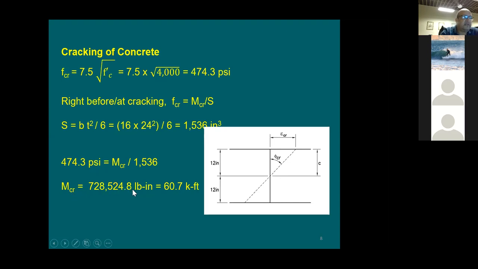If you take this number and divide by 12, it's going to be pound-foot. If you take the same number again and divide by 1,000, it's going to be kip-foot. And this explains here the conversion from here to there. So now the cracking moment is going to be 60.7 kip-foot. For this concrete section to crack, it needs a moment of 60.7 kip-foot. Any questions?